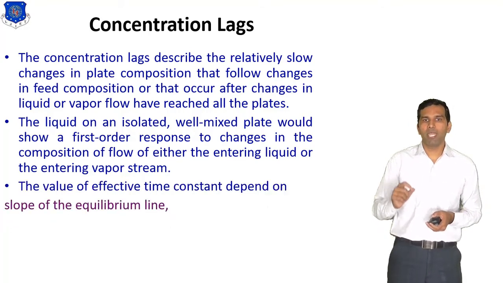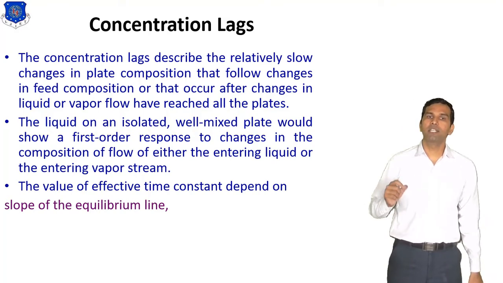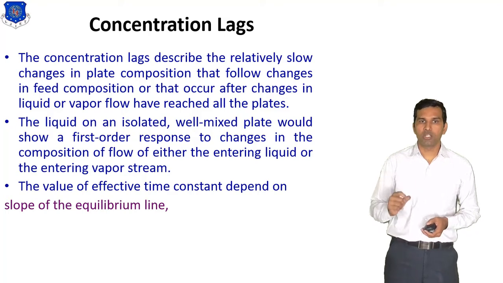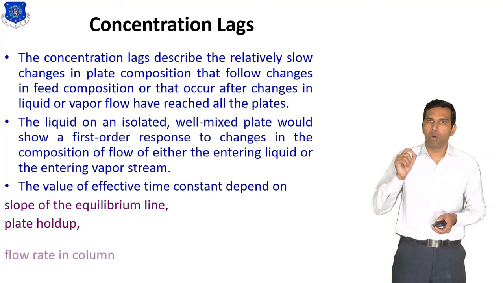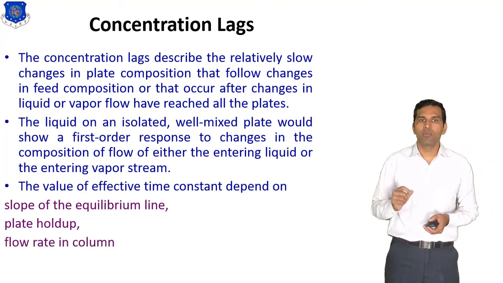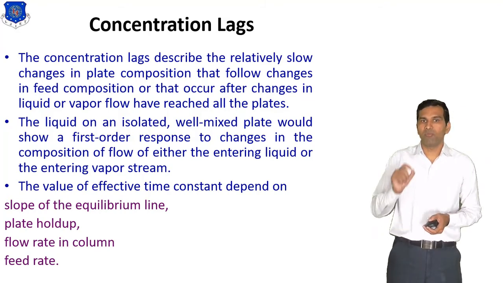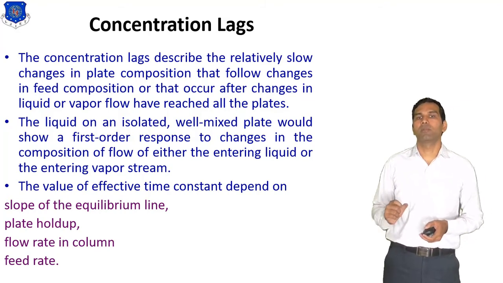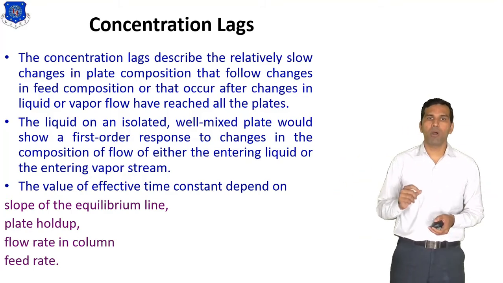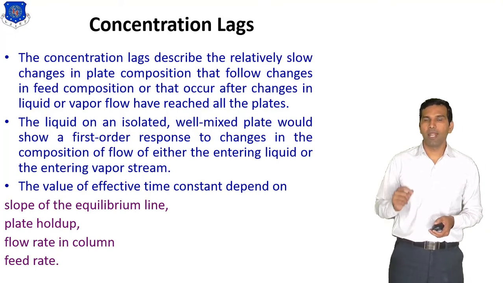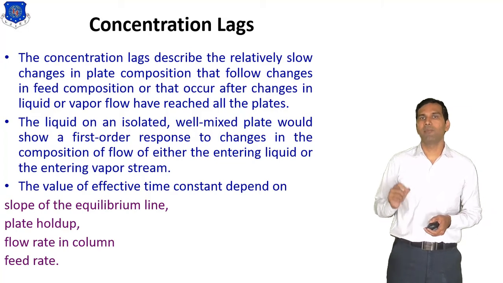So the value of the effective time constant in this system depends on, first, the slope of the equilibrium line, then the plate holdup, then the flow rate in the column, and the feed rate. So the value of the effective time constant depends on these four parameters: the slope of the equilibrium line, plate holdup, flow rate in the column, and feed rate.